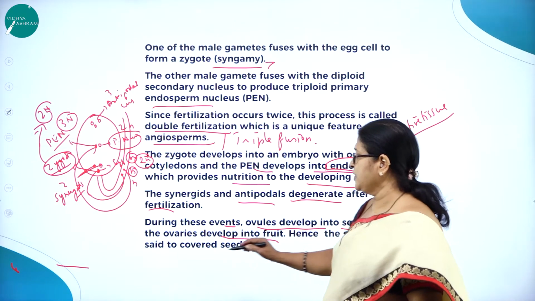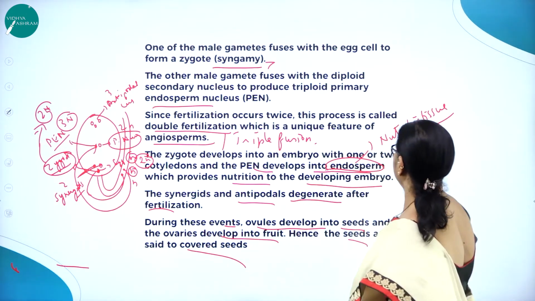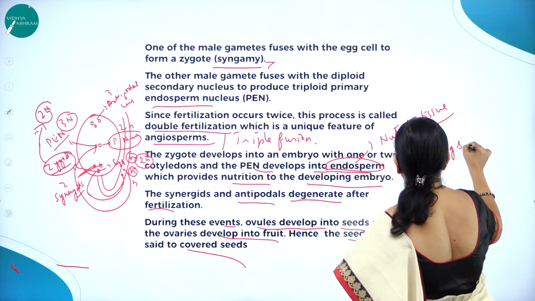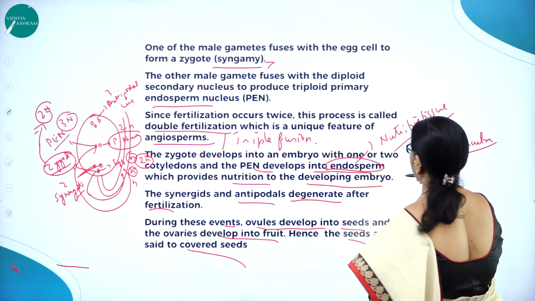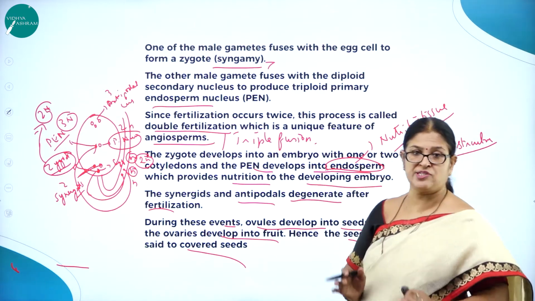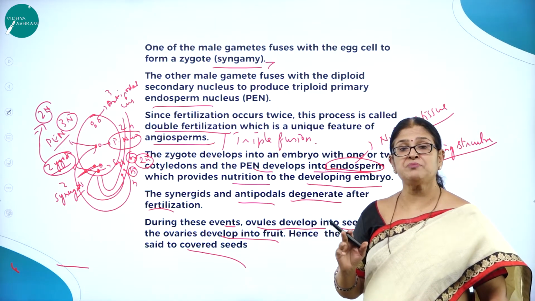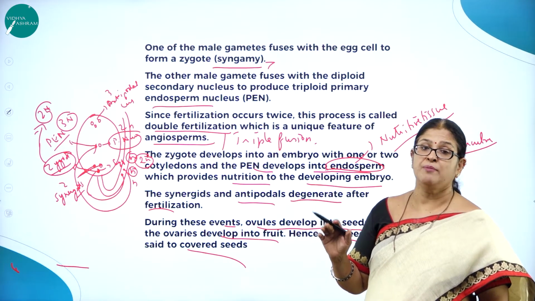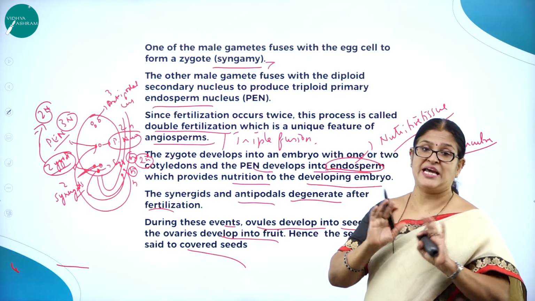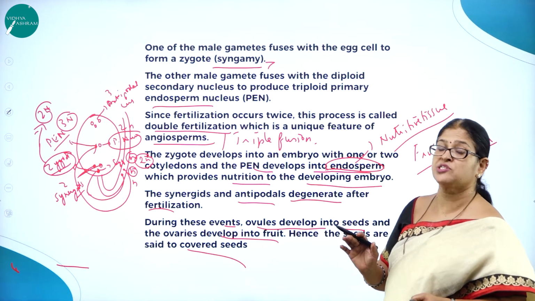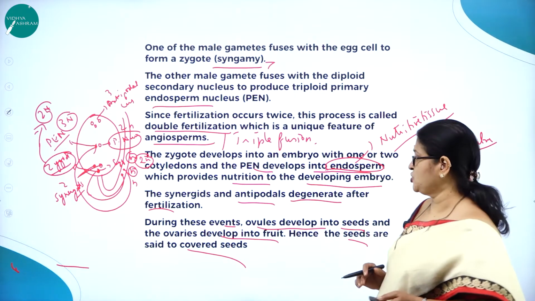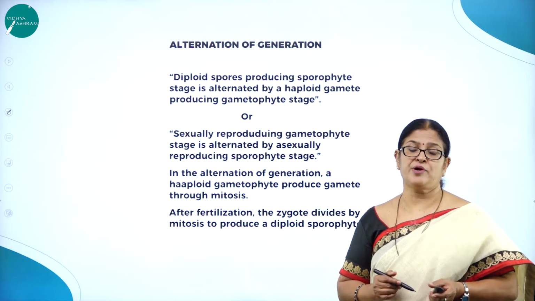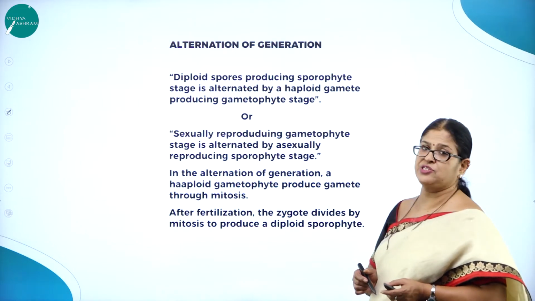Hence the seeds here are said to be covered seeds. As I said, the seeds are covered by a definite fruiting structure. So here the angiosperm seeds are not naked, whereas in gymnosperms the seeds are naked. But here they are covered over by an envelope, or what we call the seed coat, or a fruiting structure, right? Next, let us understand a very important phenomenon called alternation of generation.